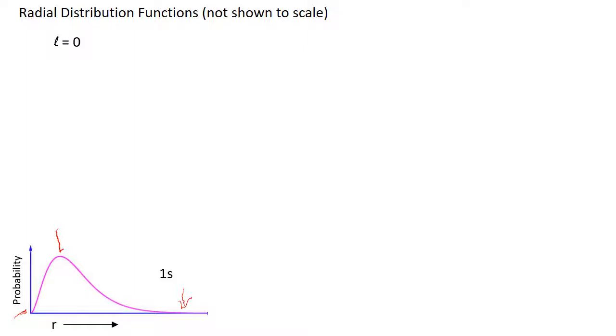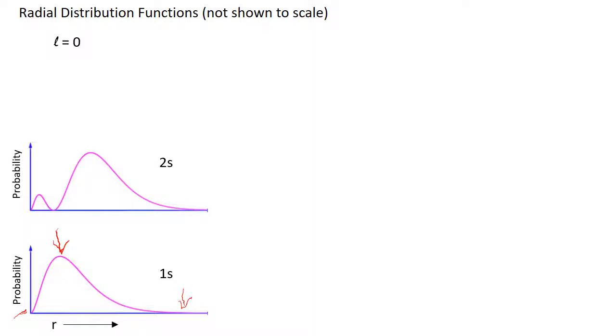Now remember, what these radial distribution functions represent is truly the probability of finding the electron at a certain distance from the nucleus. The probability is greatest here, falls to 0 at the nucleus, falls to 0 at a far distance from the nucleus. Let's look now at the radial distribution function, meaning squaring the wave function, as a function of distance from the nucleus for the 2s level. And here's what we see.